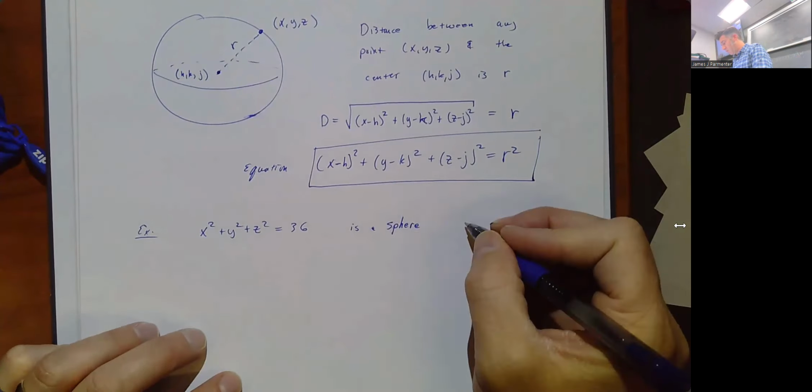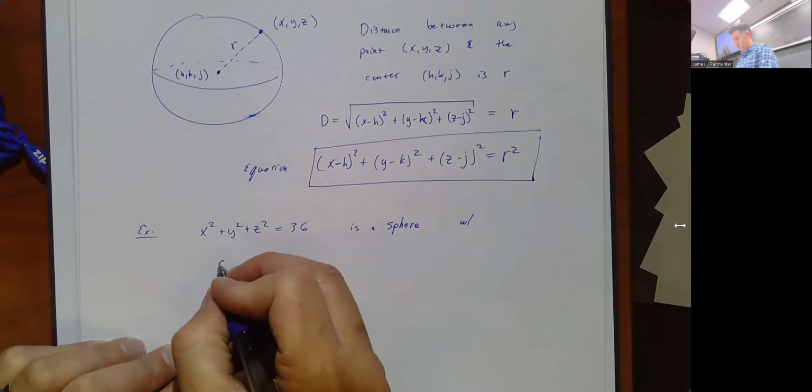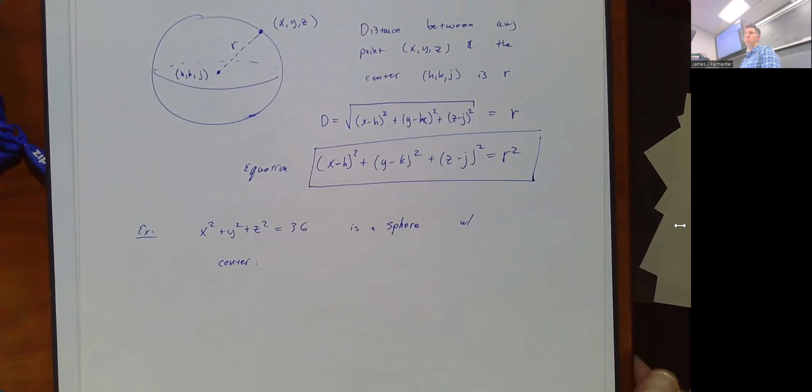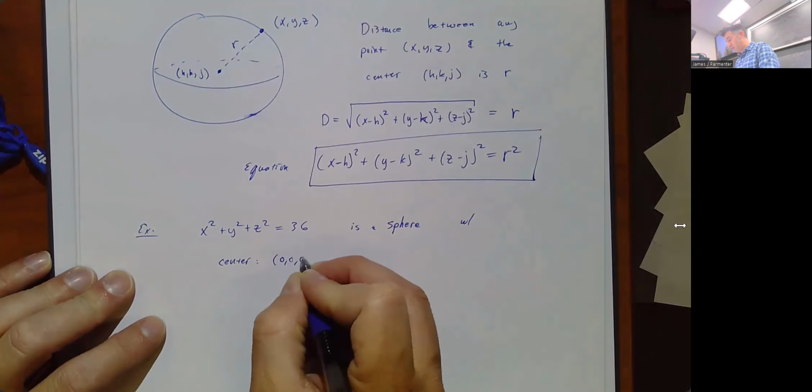It is a sphere with what center? Oh, what is the center here? Good question. When I think about the center of a circle or a sphere, I think about the values of x, y, and z that make the left side equal to 0. So here, what would x, y, and z all have to be so that the left side was 0? It's not a trick question. They're all 0. That is the only choice. The center here is 0, 0, 0.